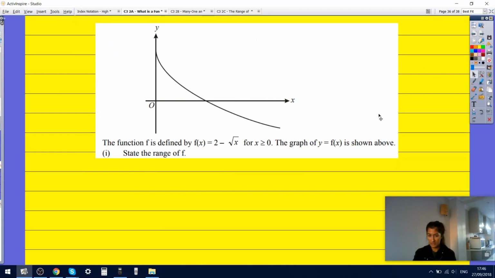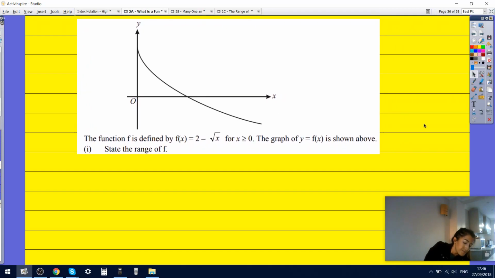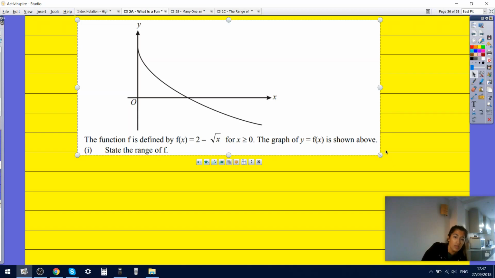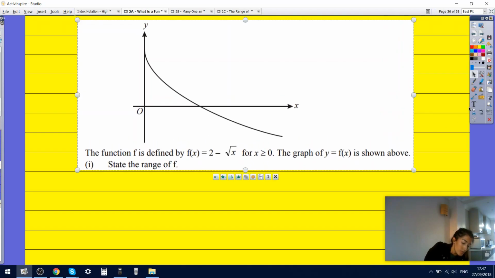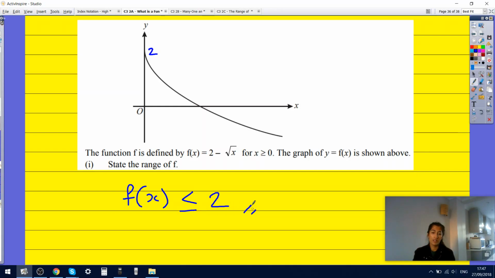Okay, this one. State the range for this. So the y-intercept is 0, 2. So is it just less than or equal to 2? Or equal to 2. Yep, that's it.